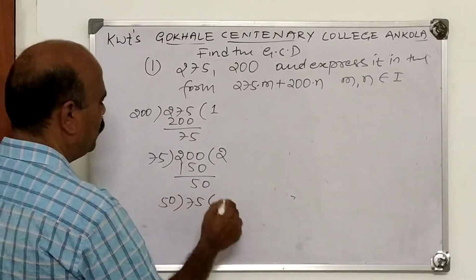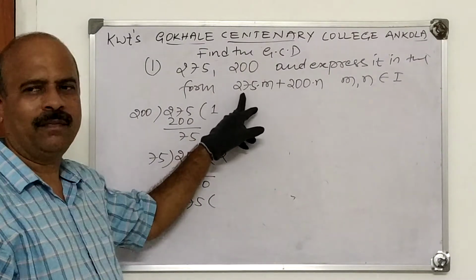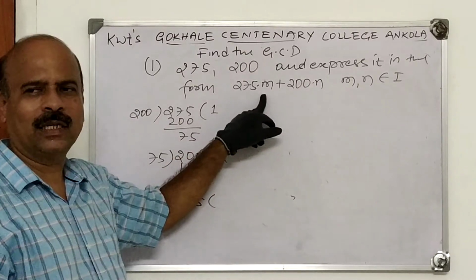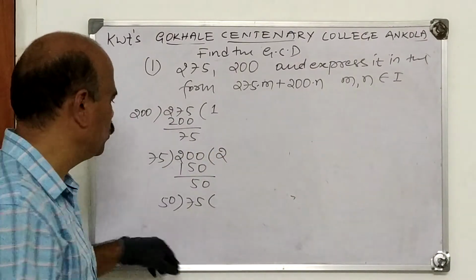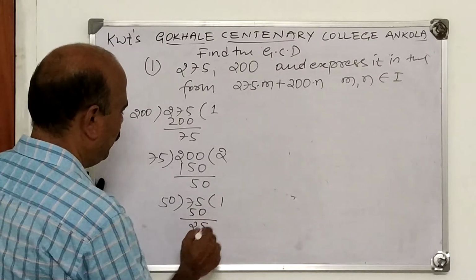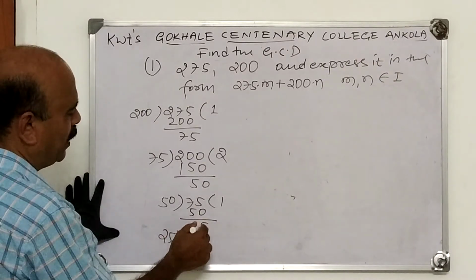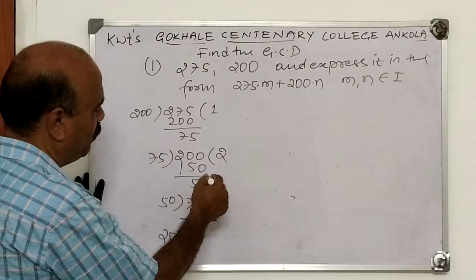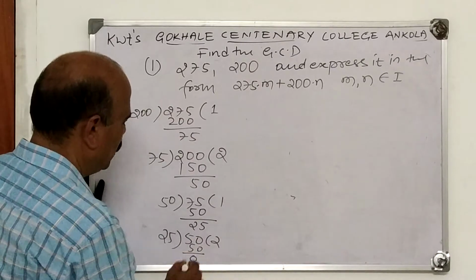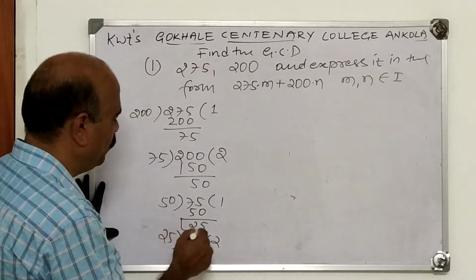75 divided by 50. I think you have studied this in high school, how to find the GCD. But the next part is important here. Therefore, I have used this step here for division, because we have to express the GCD in terms of the two given numbers. So I use this: 50 into 1 is 50. What is the remainder? 25. And if you divide 50 by 25, what is the next remainder? The quotient is 2, and the remainder here is 0.